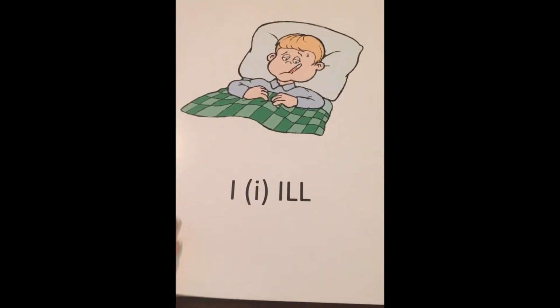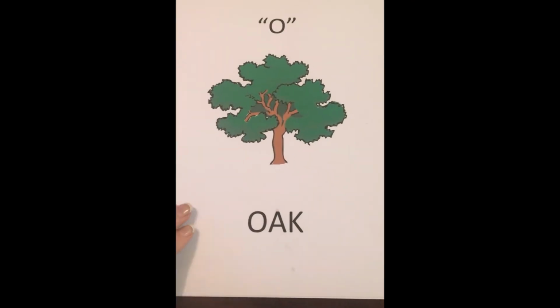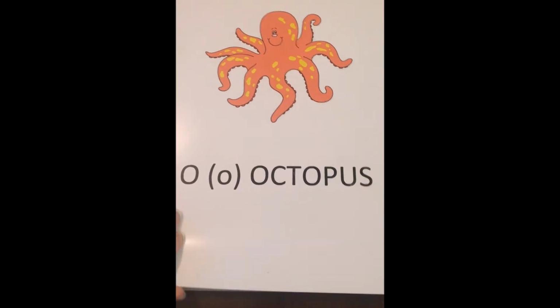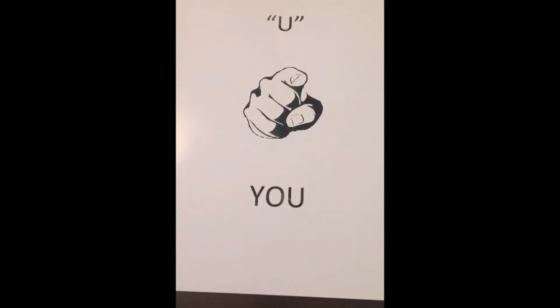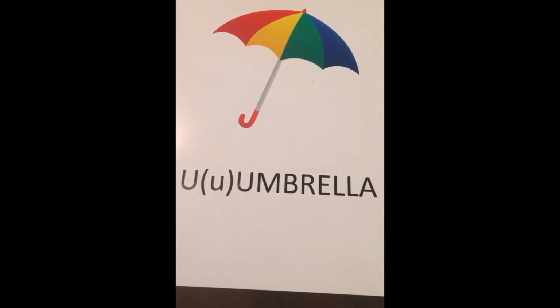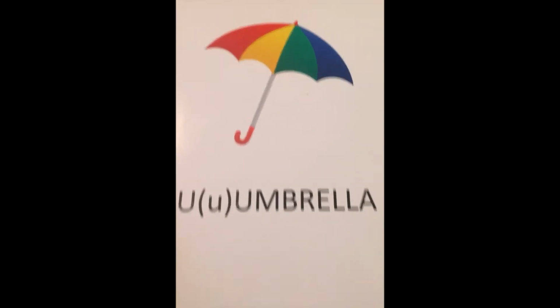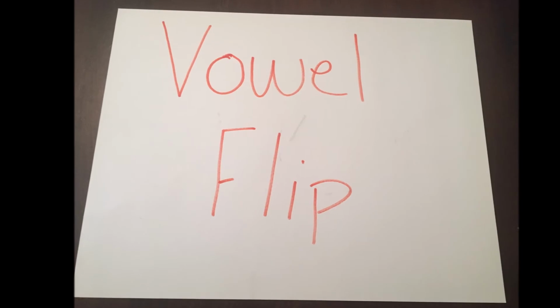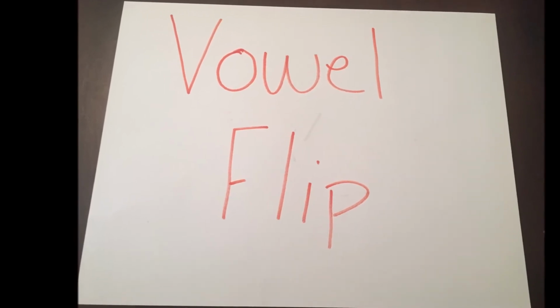I can say its name in ice, but then in words like ill, it says ih. O says its name in oak, but in words like octopus, it says ah. U says its name in you, but in words like umbrella, it says uh. Flipping which sounds the vowel says can help students sound out words to read them more fluently.